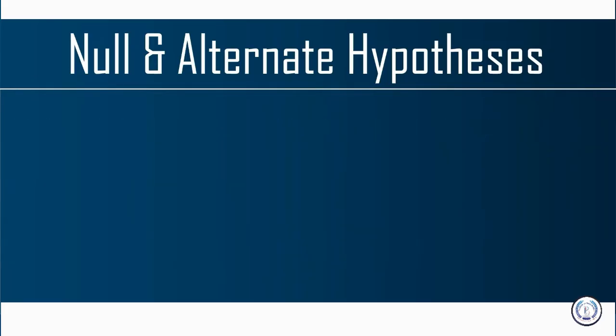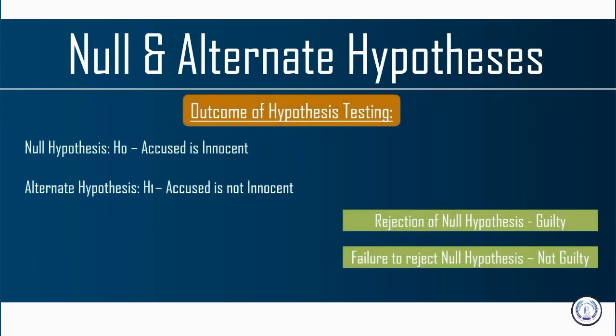Now you see the outcome of the criminal trial example. The null hypothesis is that the accused is innocent, and the alternate hypothesis is that the accused is not innocent. The rejection of the null hypothesis means guilty, because that is the status quo, there is no change. But if you reject the status quo, it means the accused is guilty. The second is failure to reject the null hypothesis, which means the accused is not guilty, which means we don't have enough evidence to reject the null hypothesis.